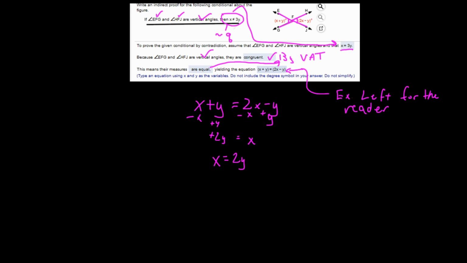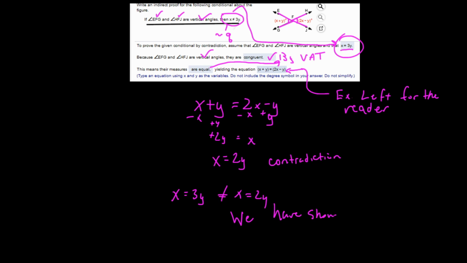So we have a contradiction here, right? We said, so here's our contradiction. Here, our negation said x equals 3y, which does not equal. And we have shown, so here's that word we again, by contradiction, that. And then we just rewrite the conditional is true.